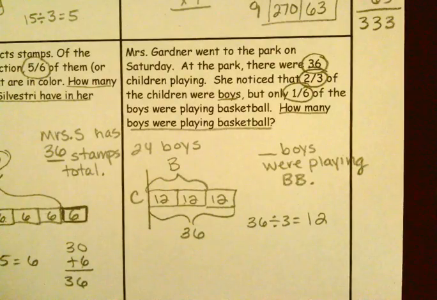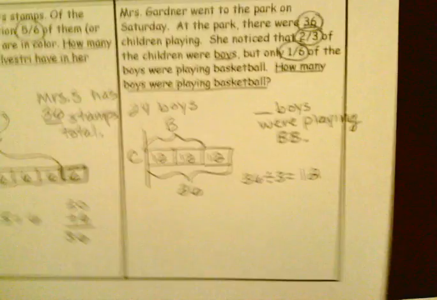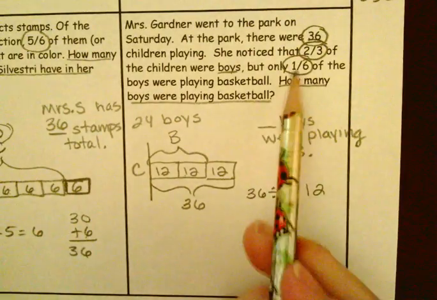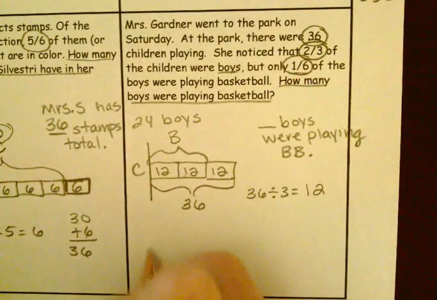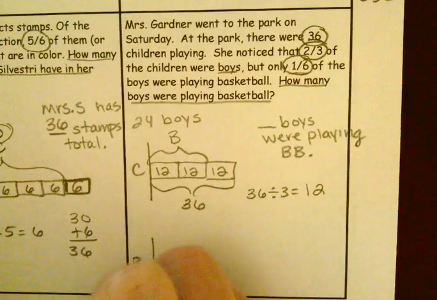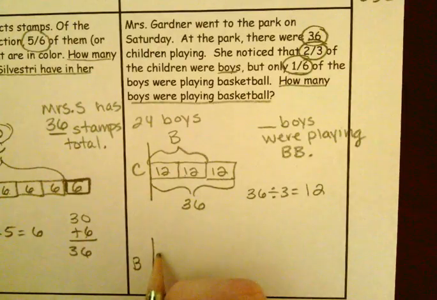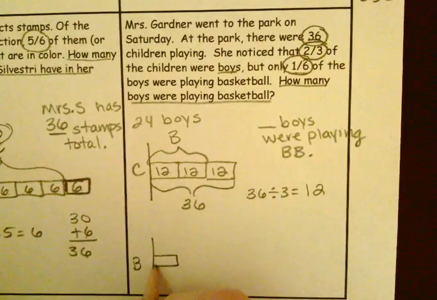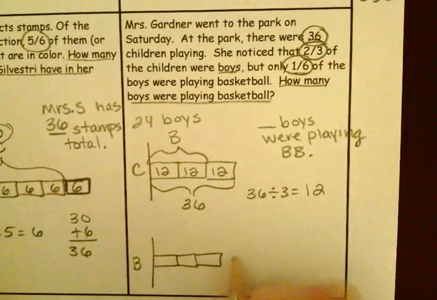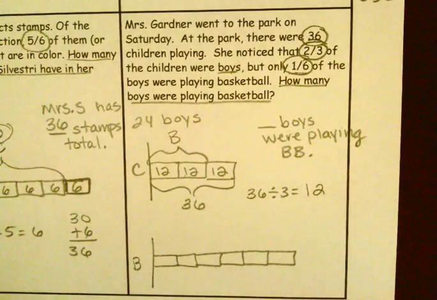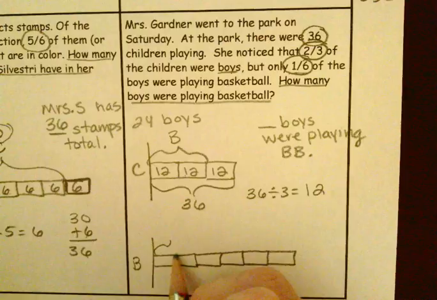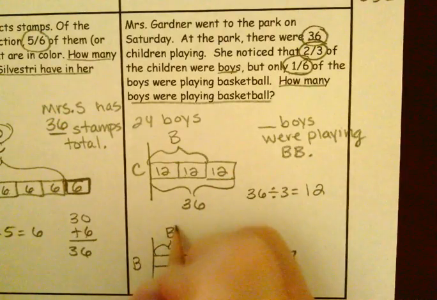All right, however, I don't need to stop there because I don't need to know how many boys there are. I need to know how many boys are playing basketball. All right, so I know that one-sixth of the boys are playing basketball. So we're now looking at those boys, and we have one-sixth of them who are playing basketball, which means 6 is now my boss. So I need my 6 units. All right, so only one-sixth of them are playing basketball though.